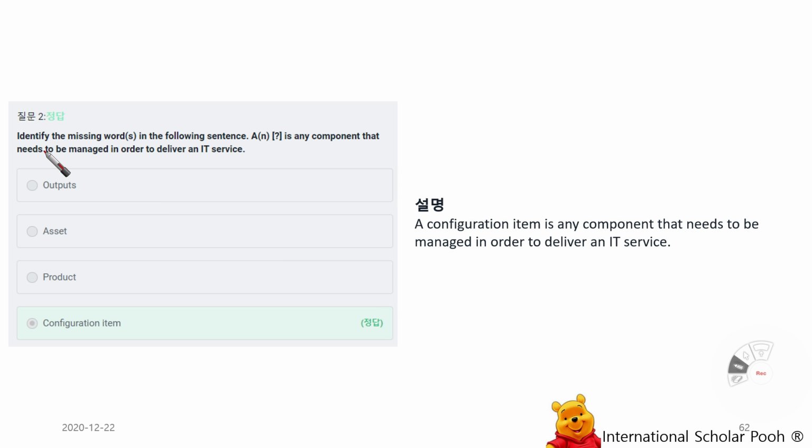Identify the missing words in the following sentence. Blank is any component that needs to be managed in order to deliver an IT service. Configuration item. A configuration item is any component that needs to be managed in order to deliver an IT service.